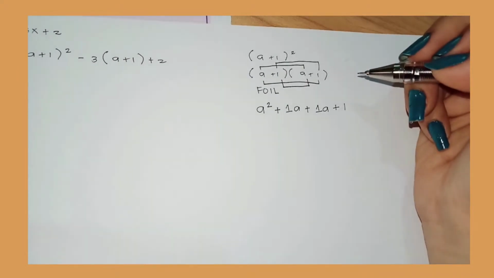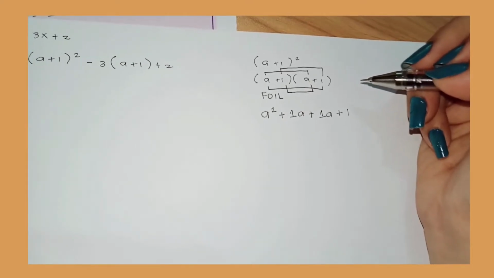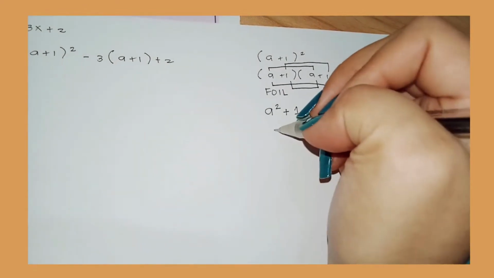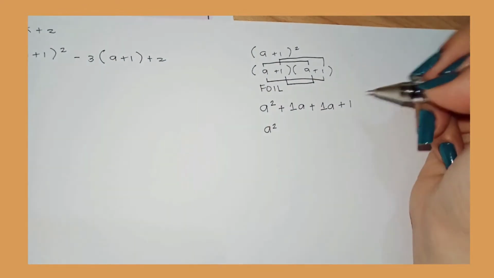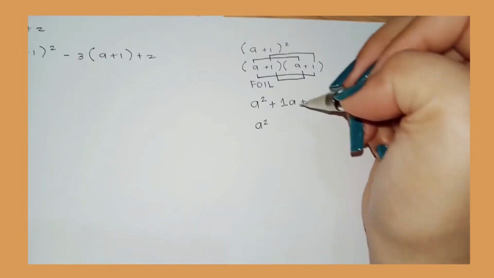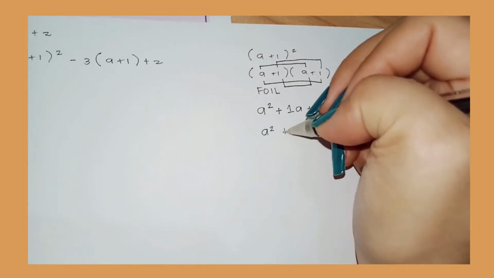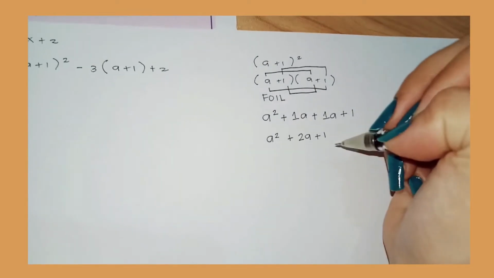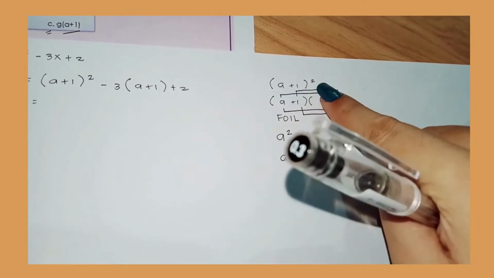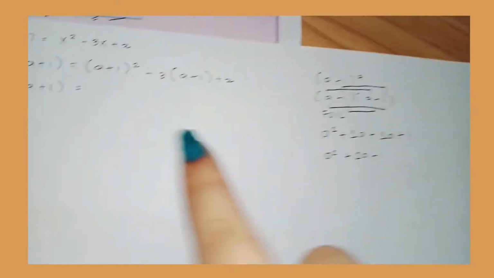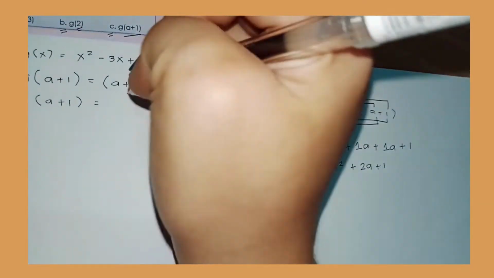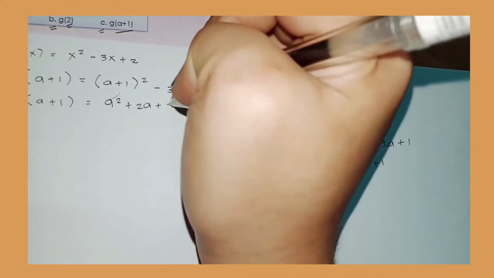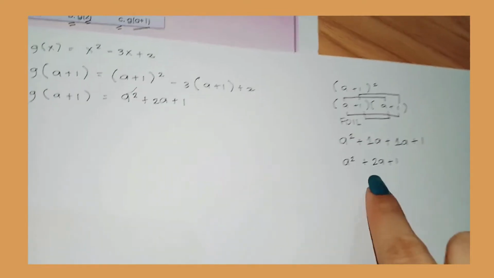Isisimplify natin, so kailangan nating pagsamahin yung magkakatulad na letter or numbers. Yung A squared, mag-isa lang siya, so kakopy lang natin, A squared. Yung A, dalawa sila. 1A plus 1A, the answer is 2A. Then copy plus 1. So, ito na yung ating A plus 1 squared. Ililipat na natin ito dito. So, this will be A squared plus 2A plus 1. Ayun siya, kinopya ko lang.